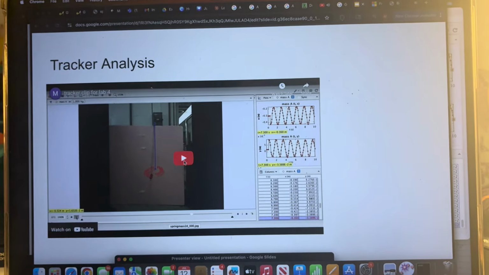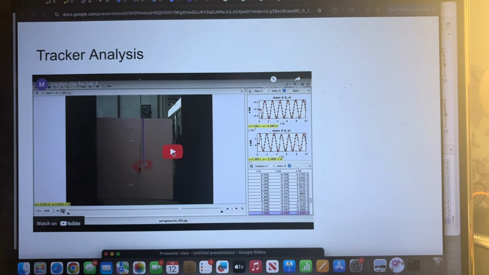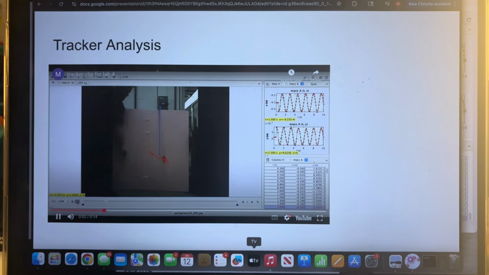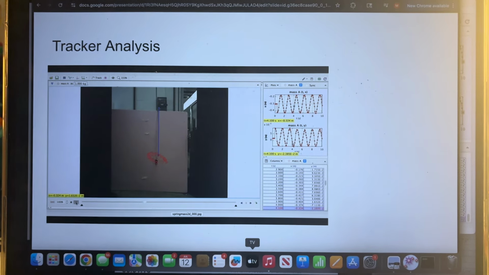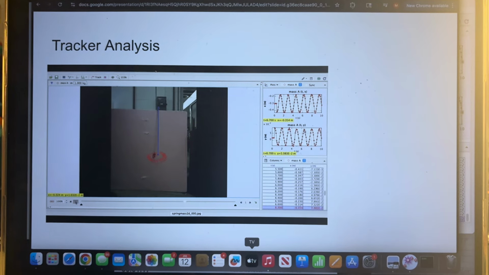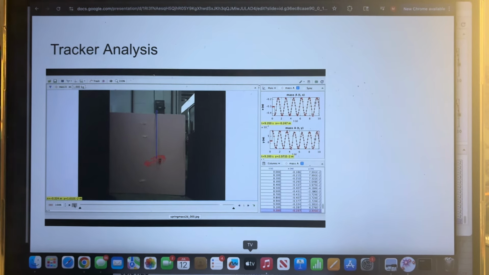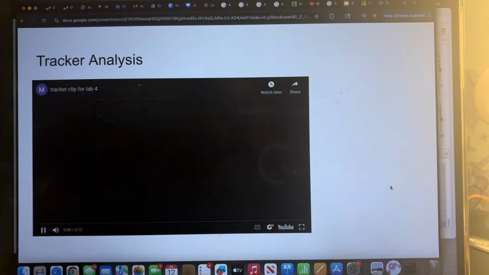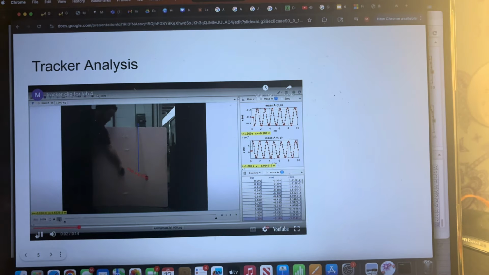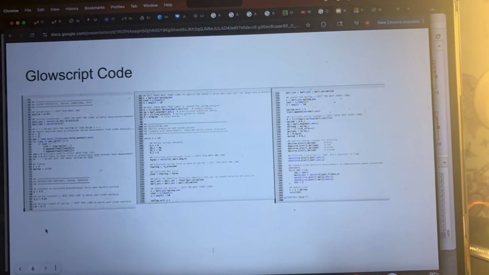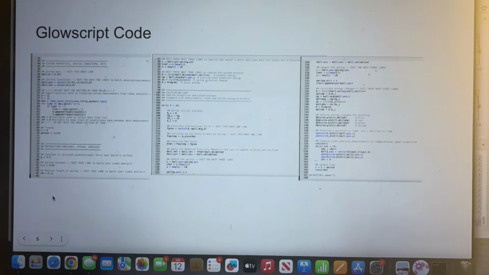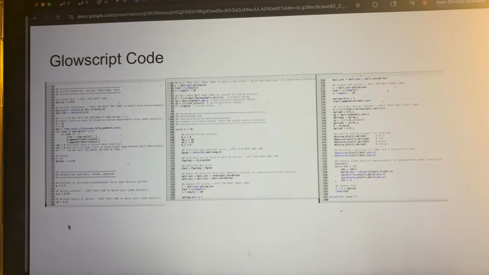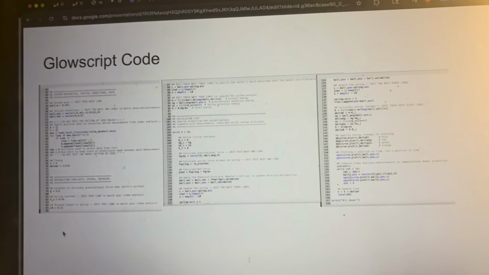And here's my Tracker analysis. And then this is my GlowScript code. I don't know how visible that's going to be, but I promise it's there, and that I did what I was supposed to do with it.